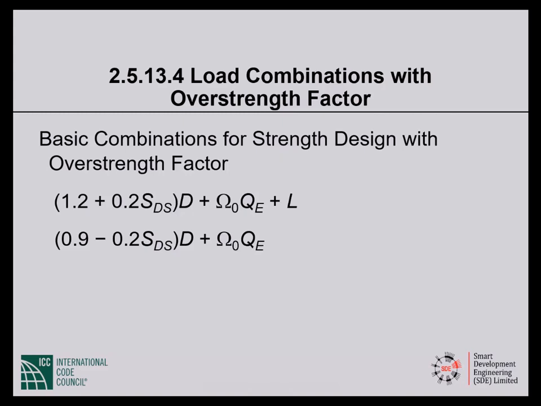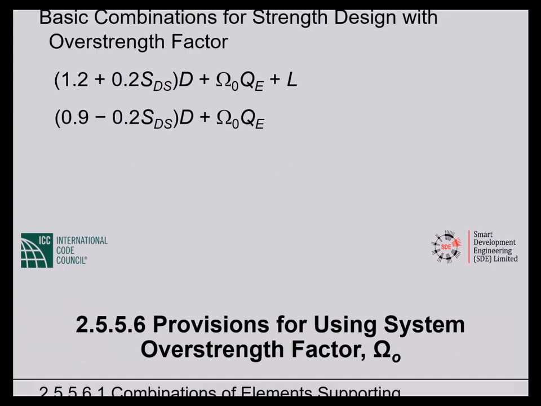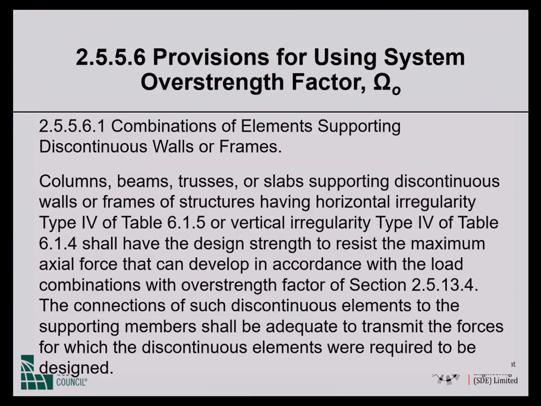Okay, omega sub 0 for a special moment frame is 3. So we are looking at a significant number. It can be 1.5, 2, 2.5, 3, something of that magnitude. Okay. So load combinations with overstrength factor. BNBC tells you where to use those load combinations in section 2.5.5.6.1. Okay. The first item that BNBC mentions are columns, beams, trusses.